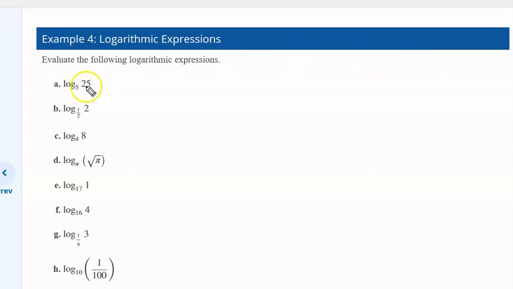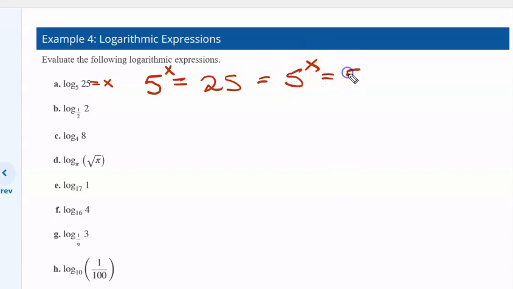Let's put this in its exponential form, which would be our base is 5. We know the answer is going to be 25, but we don't know what, in a sense, we could say this equals x would be. So again, for this one, we can use that old-fashioned method. 5 to the x power equals 5 to the second. X is going to equal 2 here.